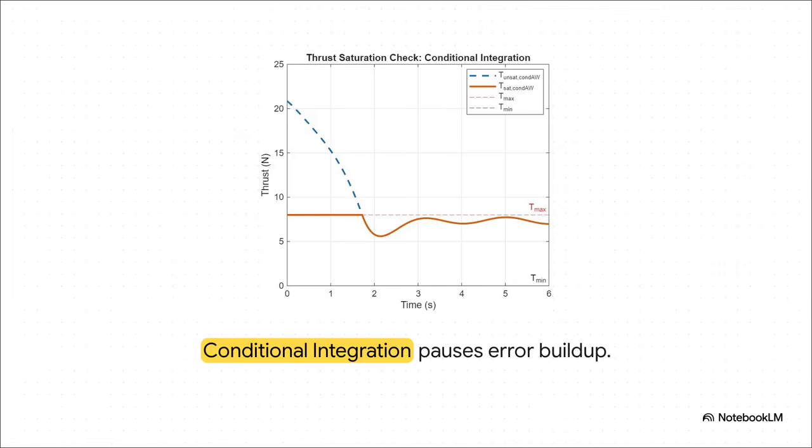By applying a technique known as conditional integration, we basically tell the controller to just pause, stop accumulating error while the motors are fully saturated. Notice how much faster and cleaner the thrust flattens out? This simple logic results in a drastically safer, smoother recovery.